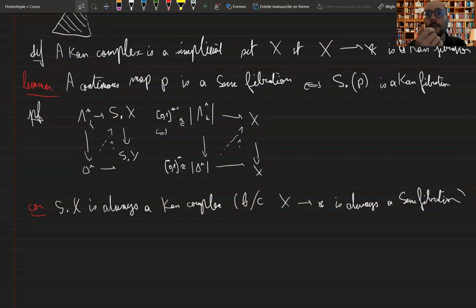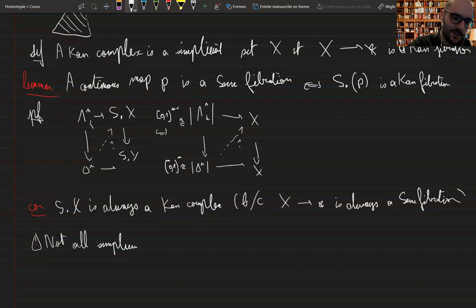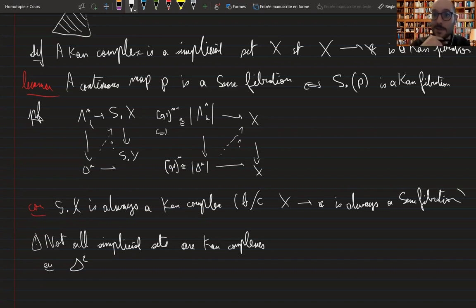A word of warning, of course, I wouldn't write down a definition for this otherwise, but not all simplicial sets are Kan complexes. Of course, you saw this last semester. For example, Δ^2, the standard simplicial set, is not a Kan complex.